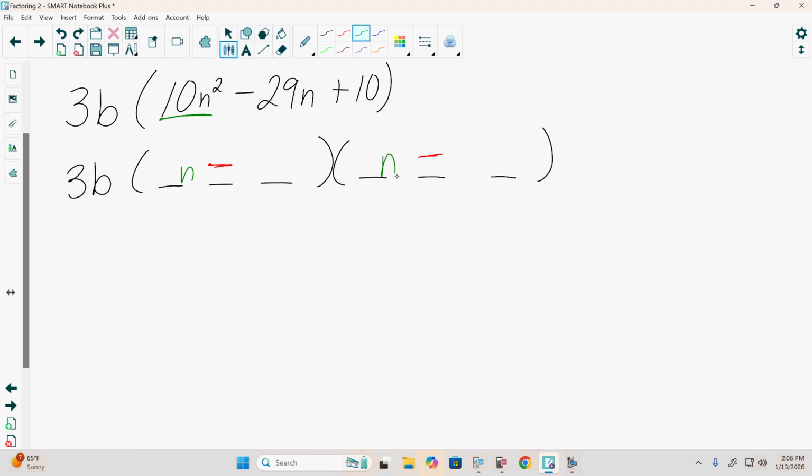All right, guys. Now the factors of 10n squared, well, we know it has to be n and n. Factors of 10. 1 and 10, 2 and 5. Which one do we want to try first? Doesn't matter. 2 and 5. Now we need to find the factors of the third term. So our third term is also 10. So we have 1 and 10 or 2 and 5. Which one do we want to try first? 1 and 10.